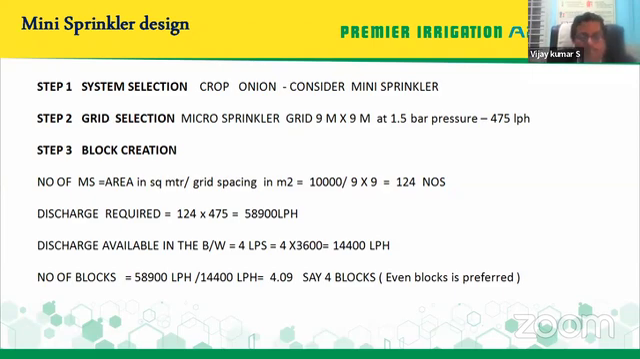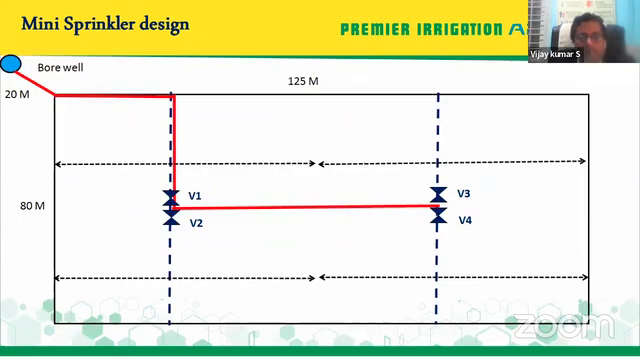Like I told you last time, we have to go only for even type of blocks. You can go for odd blocks, but it's more convenient to do the layout in the field. So here again, the plot is 80 meters by 125 meters, and each block over here, the 1 hectare, is being divided, and you have 4 valves: valve 1, valve 2, valve 3, valve 4.